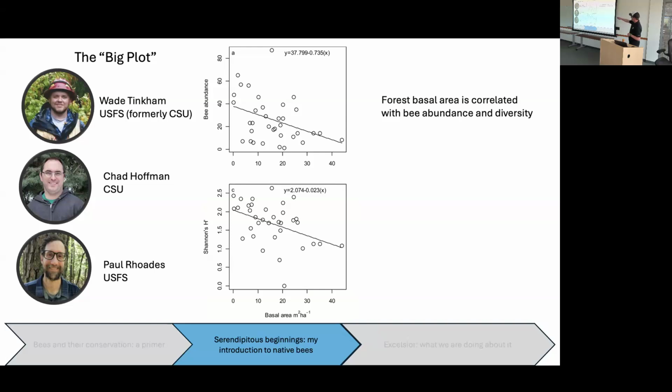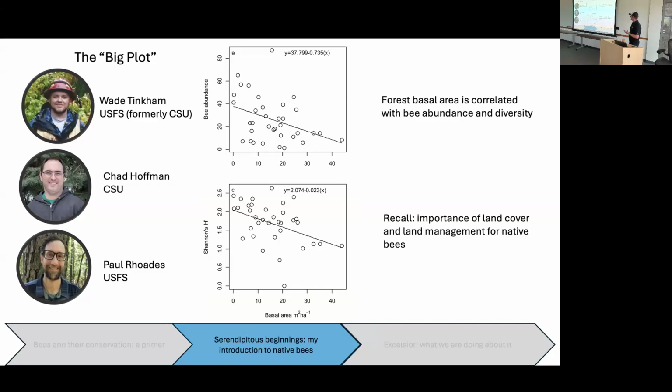But here in both of these graphs, you're looking at bee abundance in the top graph, Shannon's H prime, the diversity index, in the bottom graph, and basal area on the x-axis in both. In both graphs, you see a strong decline in bee abundance and bee diversity as the basal area of the stand increases. For those of you who aren't familiar with basal area, it's representative of the cross-sectional area of trees per unit area of landscape, and is basically an estimate of forest structure that tells you how much tree stuff is in the area you're looking at.